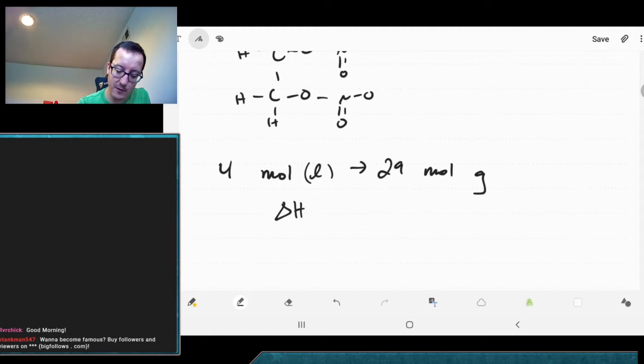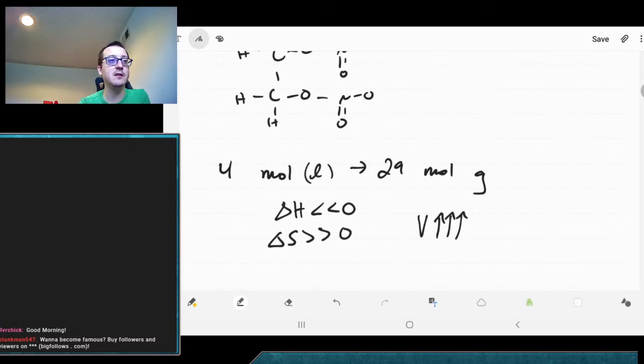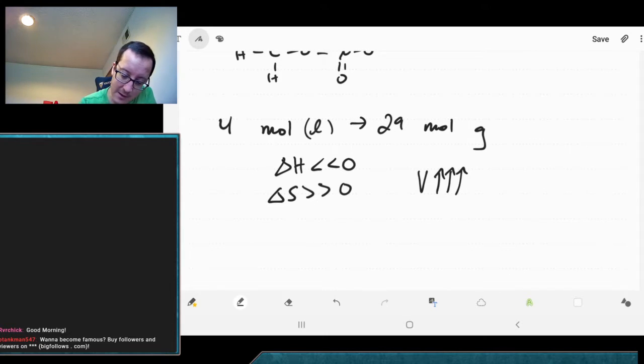Plus, we also have a very exothermic reaction happening here. We can tell that this delta S is going to be extremely positive. We're going from 4 moles of liquid to 29 moles of gas. But we also end up getting, once this happens, an extreme increase in volume. So you're going from a relatively small amount of a liquid to 29 moles of gas. So you are drastically expanding. All of this combines to make a massive explosion.